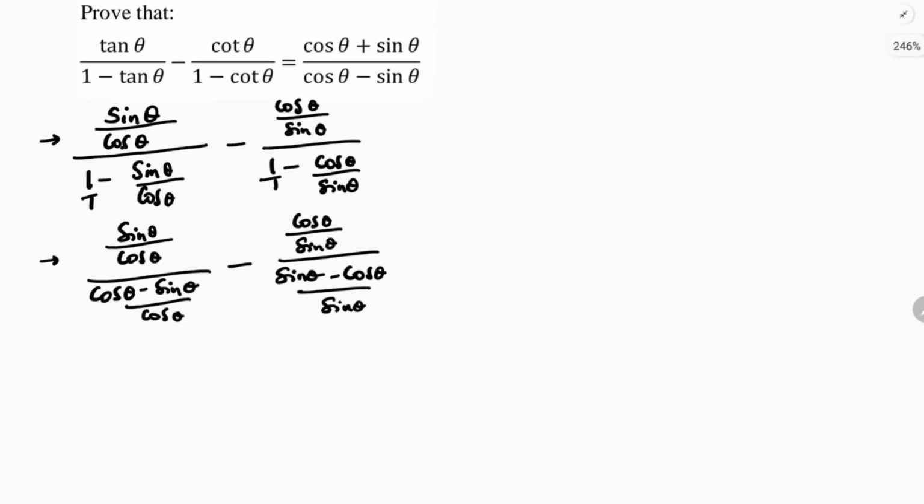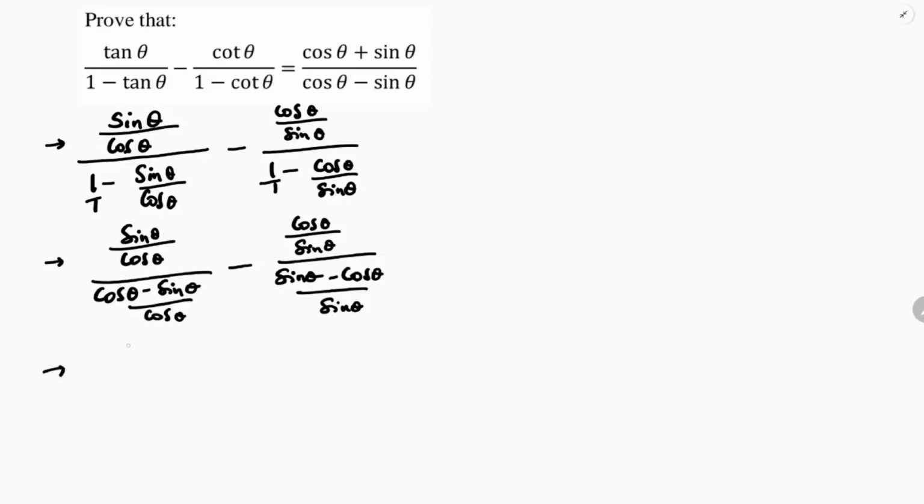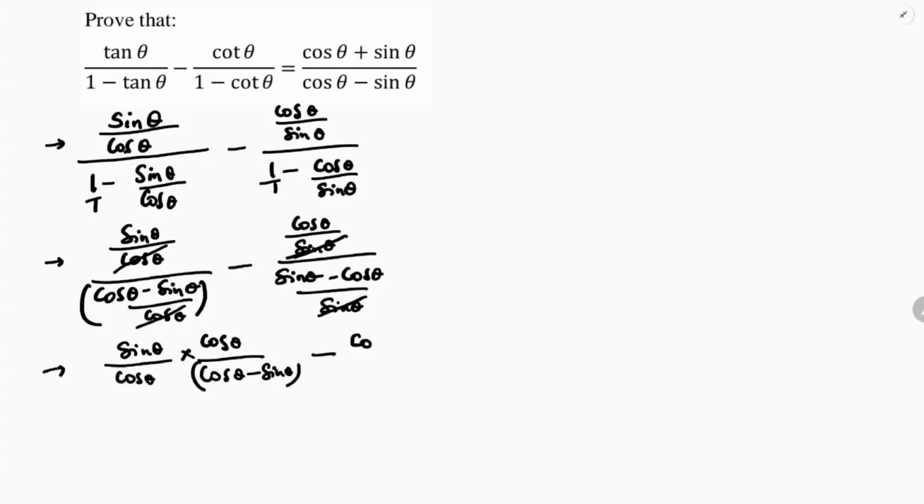Now if I write the next step here, the next step is sin theta by cos theta, this will become reciprocal into cos theta by cos minus sin, by cos minus sin, or directly you can cancel cos and cos, and here sin and sin cancel. Or otherwise you can write the reciprocal step, cos theta by sin theta into sin theta by sin minus cos. So now sin and sin cancel, directly you can cancel or you can do it in this way.